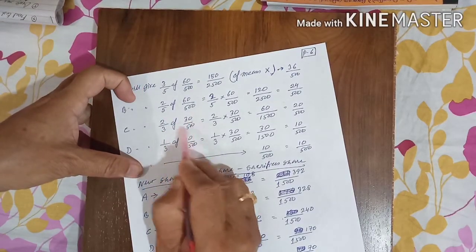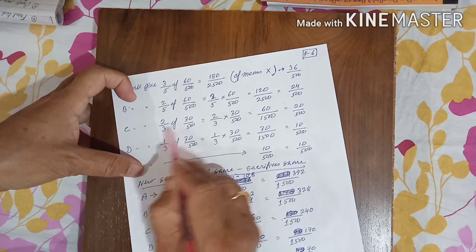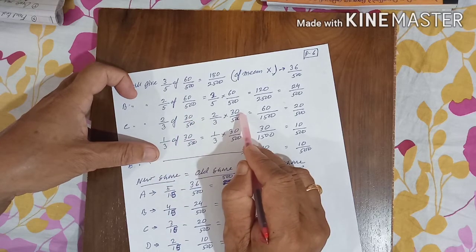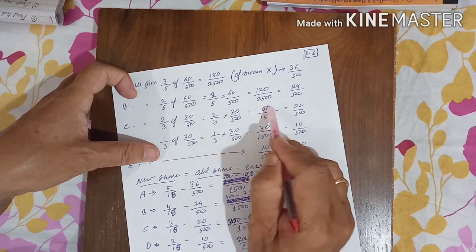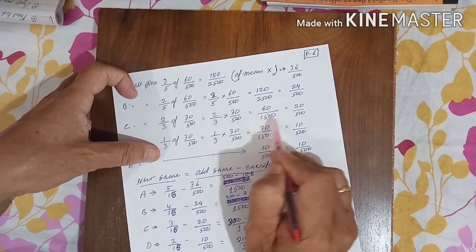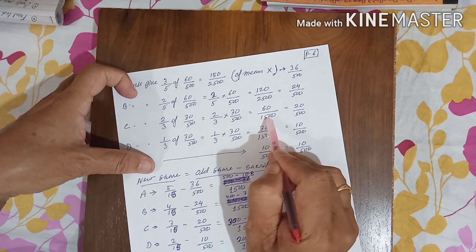That means this is divided by 3 and multiplied by 2. 2 part of 3 part of 30 by 500. You are getting 2 by 3 into 30 by 500, which gives 60 by 1500. Here you got 500, but here you are getting 1500. The denominator is changing.